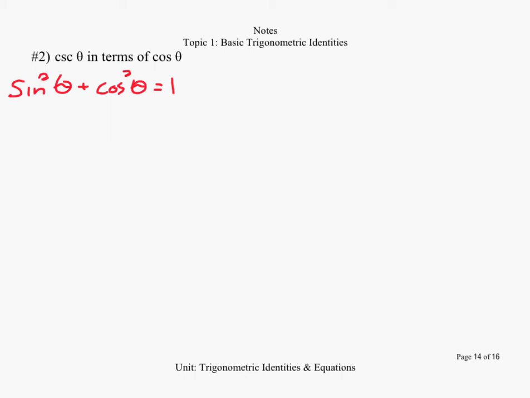All right, let's get cosine by itself. That's what I'm hearing people saying. If you subtract sine squared from both sides, you get cosine squared of theta equals 1 minus sine squared of theta. That's probably not what I wanted to do. I think I just misinterpreted. Let's get sine by itself. How about that? Yeah, let's subtract cosine.